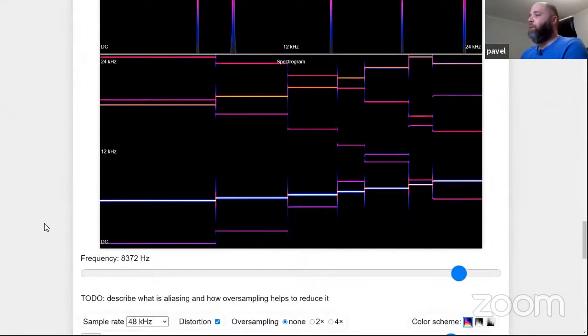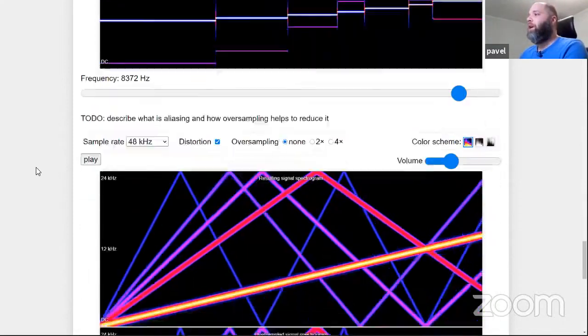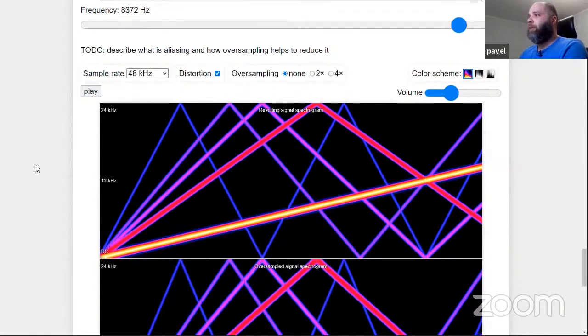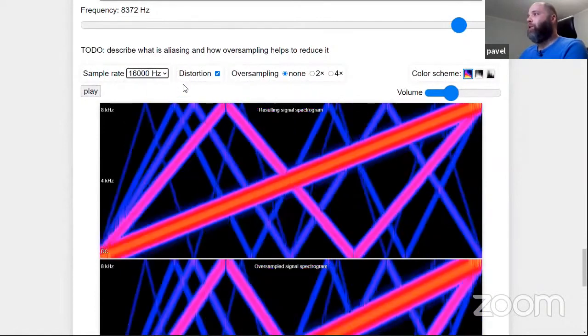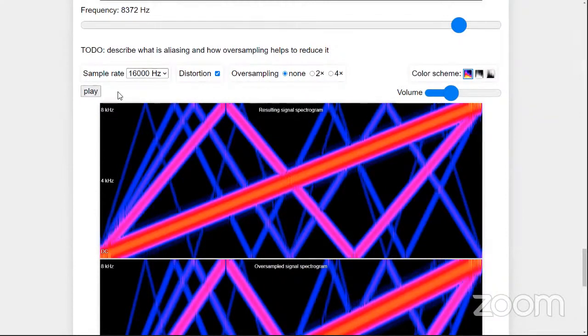Okay, now what can we do about it? We don't want this mess when we use nonlinear effects intensively on our signals. We can use oversampling. So let me try to play an example. Okay, I hope you heard that.